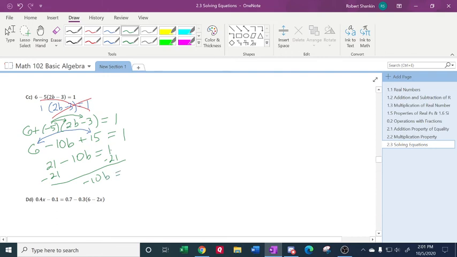If I had $1, I spent 21, I'd be 20 in the hole. And then I divide by negative 10. B is 2. Okay.